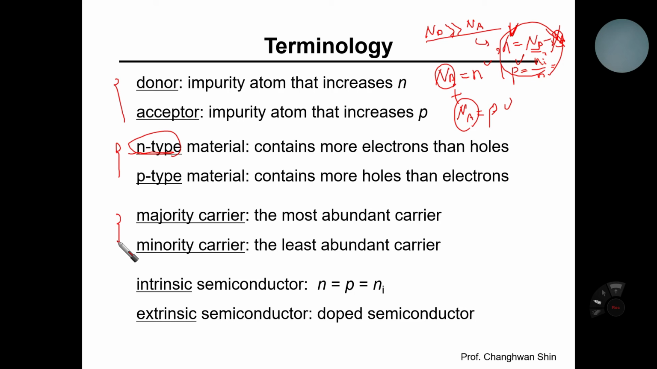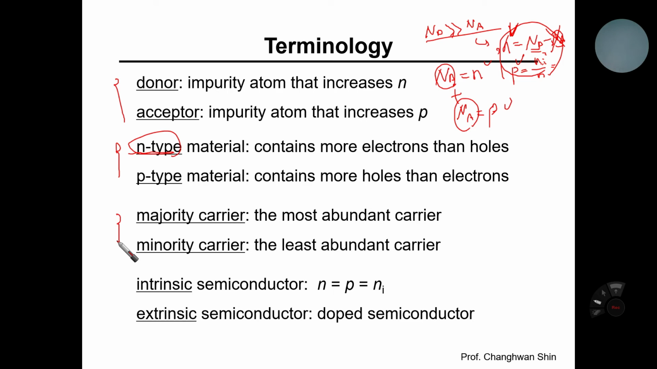Okay? What about the minority carrier? The meaning of minority carrier is the least abundant carrier. So what is the minority carrier in p-type material? Well, we have learned that p-type material contains more holes than electrons, so the minority carrier of p-type material is electrons, right? So you can simply answer those two questions if you understand the concept of majority versus minority carrier.